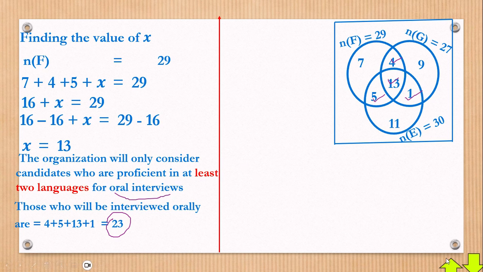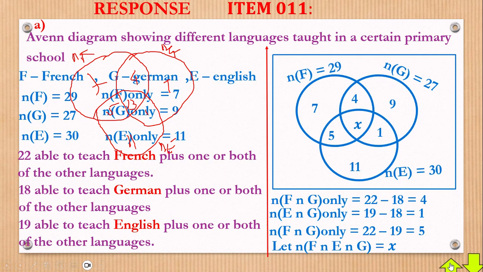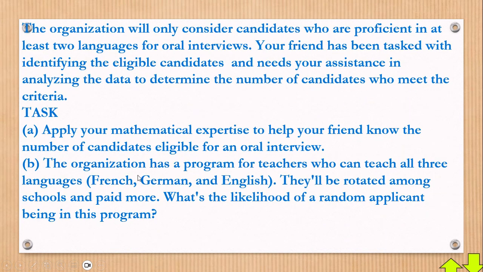Let's go to part B. What do they want? So part B, what do they want? So they're saying the organization has a program for teachers who can teach all 3 languages. Okay, they will be rotated among schools and paid more. What's the likelihood of a random applicant being in this program?